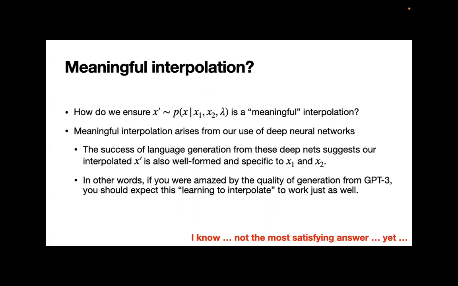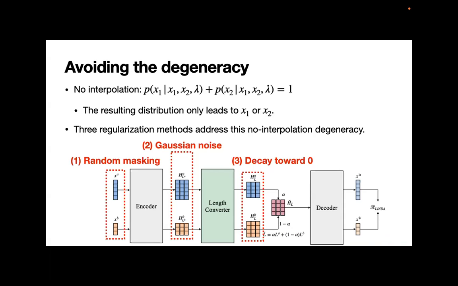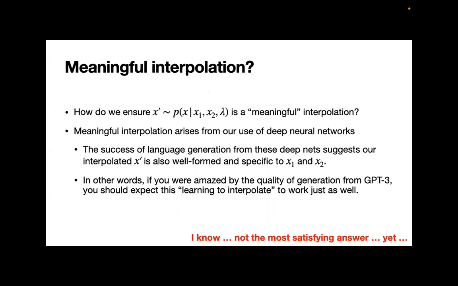Now, we're going to do some kind of interpolation, right? It's not going to be either x1 or x2 that we sample out, but something else. But how do we know that it's a meaningful interpolation? I'm going to give you a very unsatisfactory answer: it actually arises from our use of deep neural networks. I'm not supposed to say this, but this is exactly what happens.